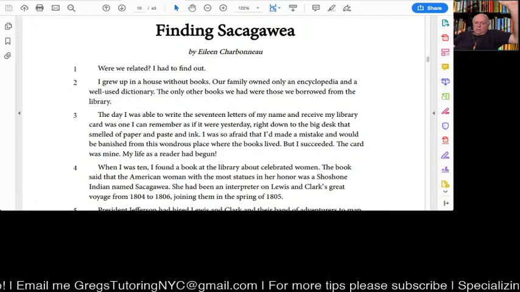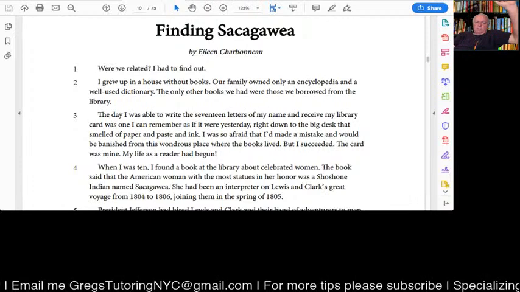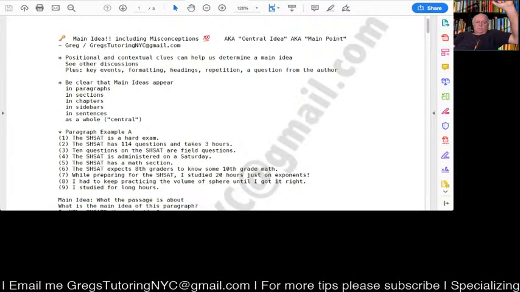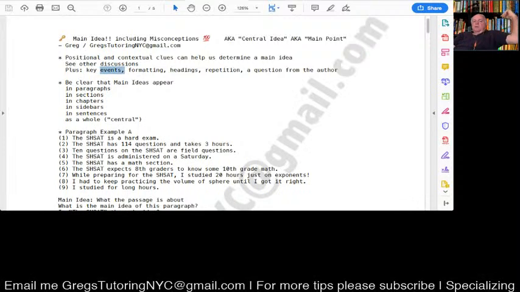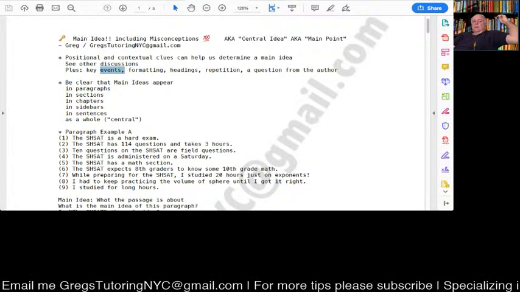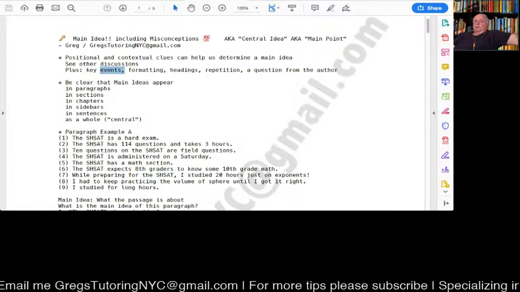So what I'm going to do is really quickly mention another 1 or 2 places, because some passages are not fiction, nonfiction. They might be instructional, or they might be chronological. So sometimes that can help you find the main idea.